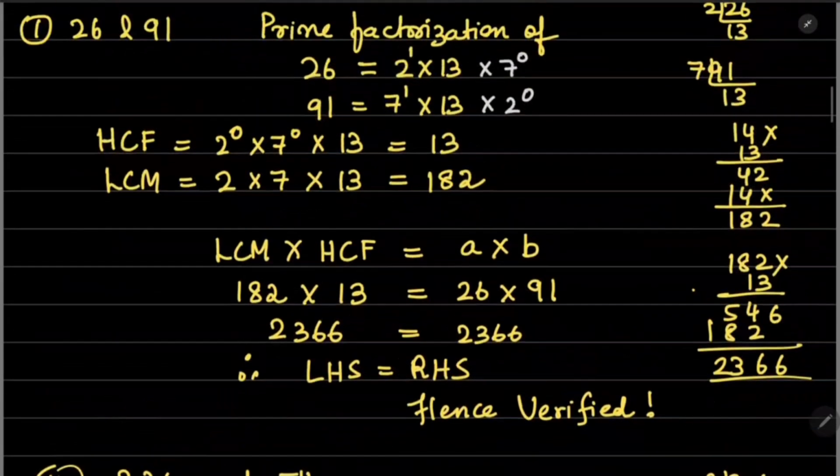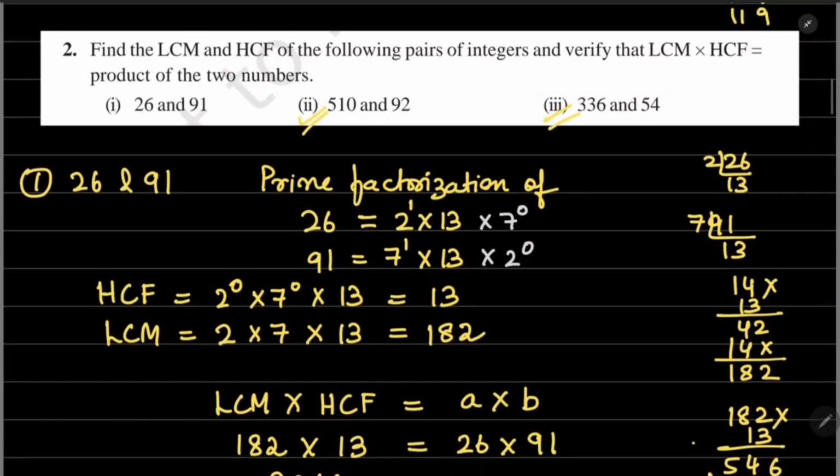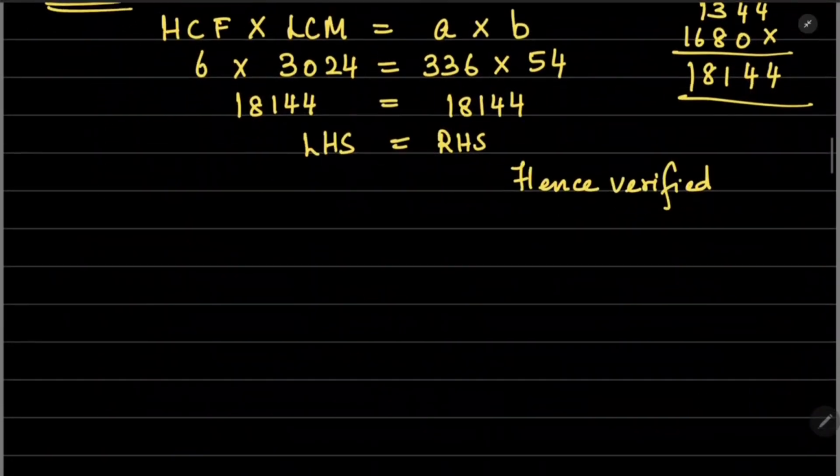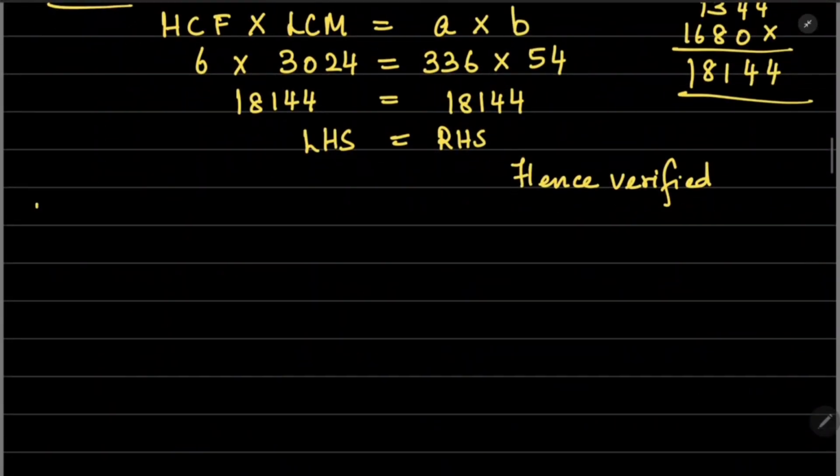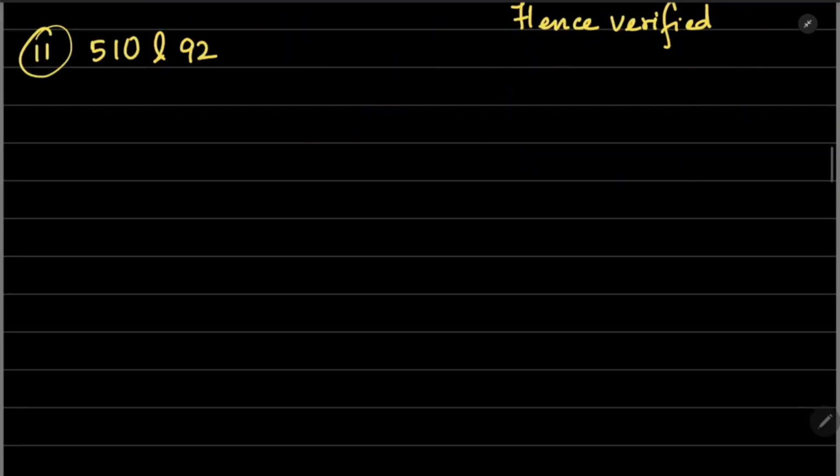Okay, do the second question also. So what is the second question? 510 and 92. Let's do it the same way. First, let's do the prime factorization.